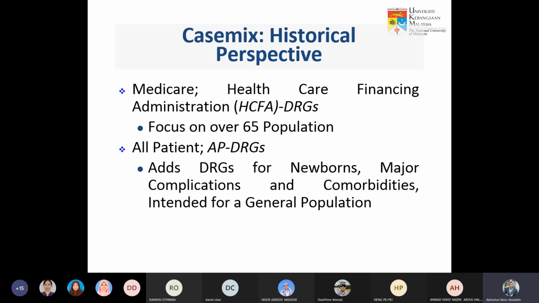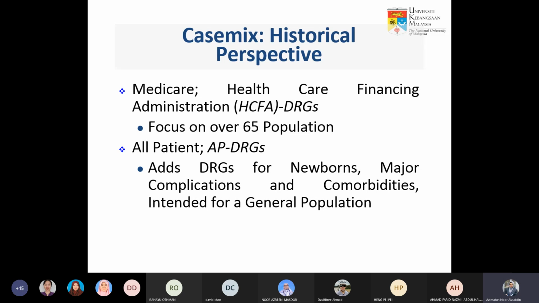So what is the historical perspective of Casemix? Dia digunakan untuk Medicare, Healthcare Financing Administrations, DRG, iaitu dia untuk cover kepada 65 population. So ini salah satu DRG, nama DRG yang digunakan bawah Medicare. Kemudian after that dia fokus pada semua patient, dia ubah pula nama dia daripada HCFA DRG kepada AP DRGs. So AP stand for all patient lah.